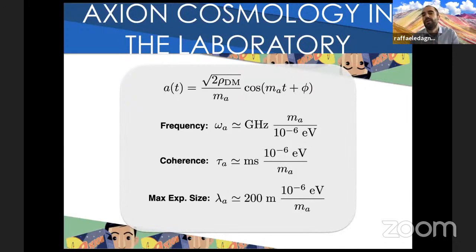So for reference, I'm putting here the typical numbers that you look for in a terrestrial cavity. A micro eV axion corresponds to a gigahertz oscillation and a coherence time of a millisecond. And finally, also the spatial coherence of this field is very long compared to one over its oscillation frequency, again, due to this small dispersion velocity.